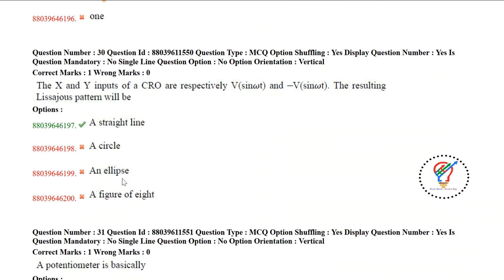Next one: the X and Y inputs of a CRO are respectively V sin omega t and minus V sin omega t. The resultant pattern will be a straight line. It's not an ellipse, not a circle, not a figure of 8. So the answer will be A.